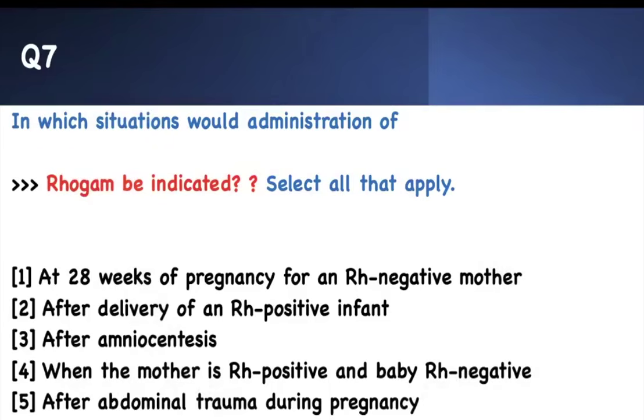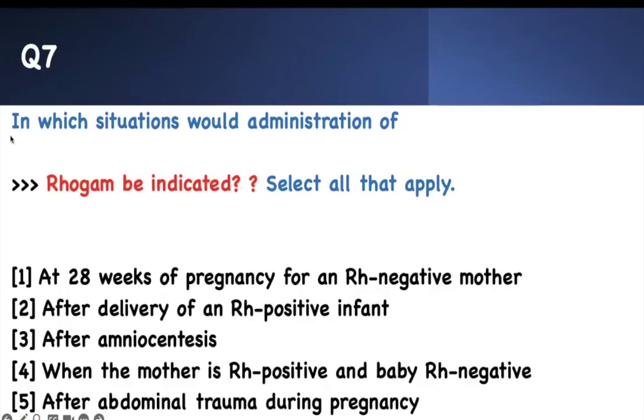Number 7, this is also content. It was in the previous video, but I expanded. In which situation would administration of Rhogam be indicated? You have to know the situations when we give Rhogam. Select or apply. At 28 weeks of pregnancy with what? Rh negative mother. After delivery of what? Rh positive baby. After amniocentesis. When the mother is Rh positive and gives birth to Rh negative. After abdominal trauma during pregnancy.